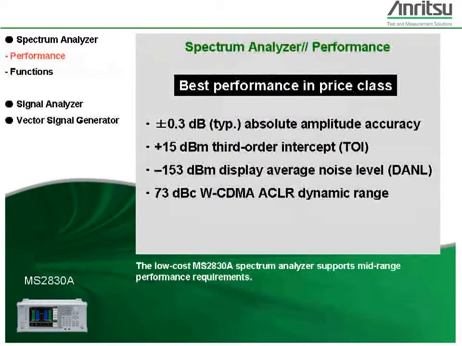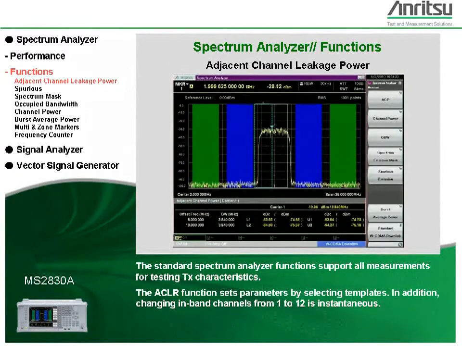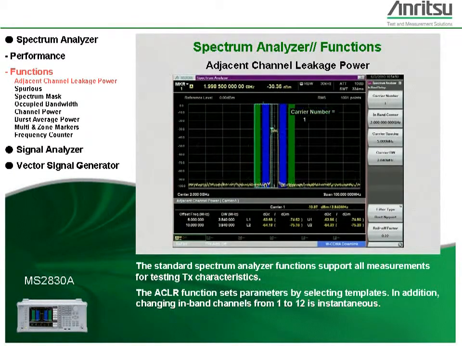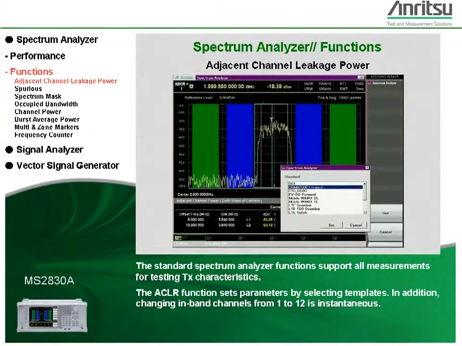The low-cost MS2830A spectrum analyzer supports mid-range performance requirements. The standard spectrum analyzer functions support all measurements for testing transmitter characteristics. The ACLR function sets parameters by selecting templates. In addition, changing in-band channels from 1 to 12 is instantaneous.